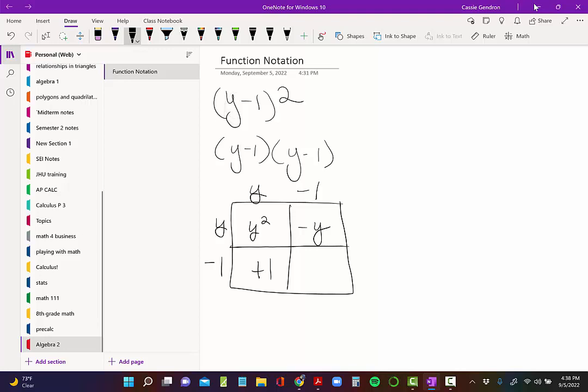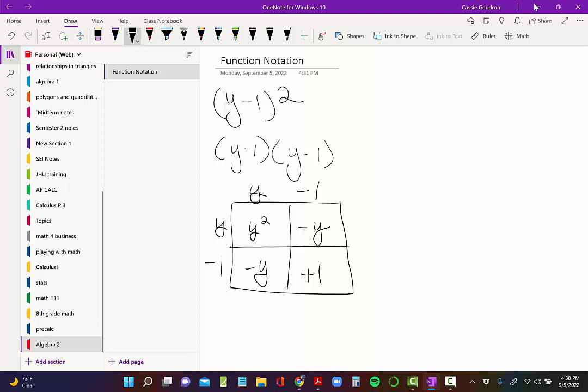Whoops, sorry, I made a mistake. So this should be minus y, and then this should be plus 1. I did not grow up learning the box method, so it's not natural for me. I know you guys did, so sorry for that brain fart.